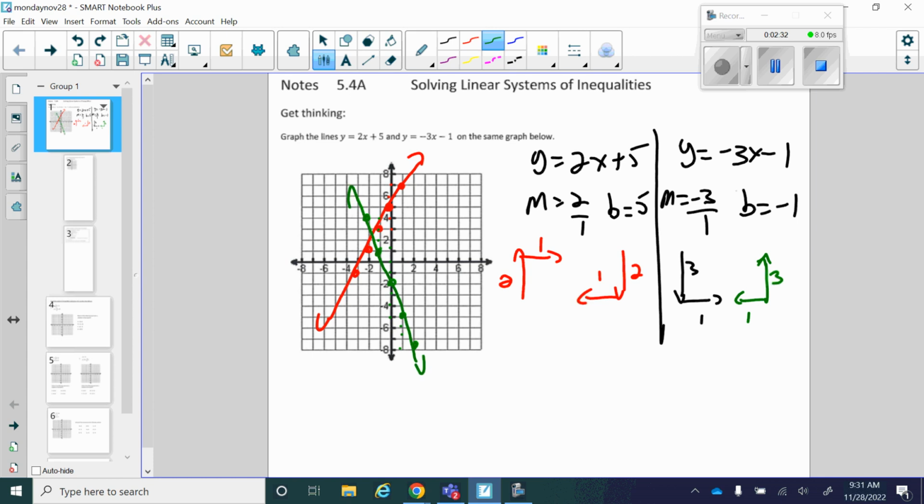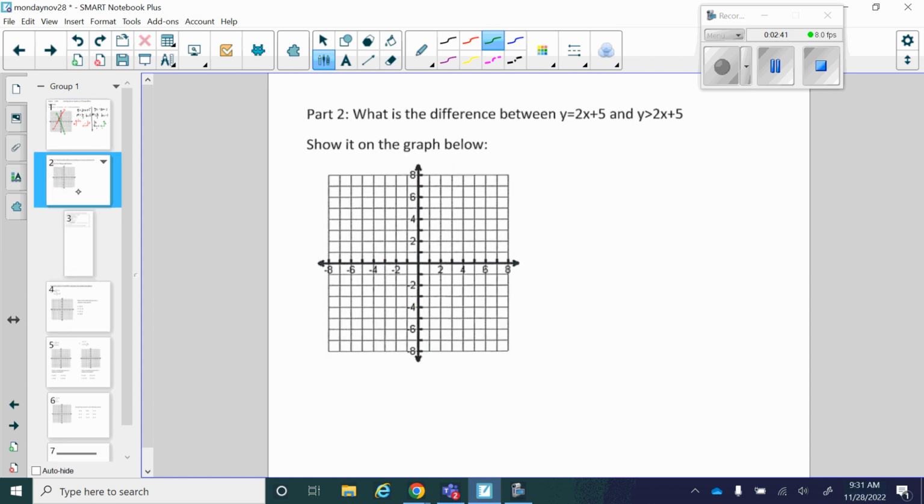Good. So in this system, the solution is 1 point. That's what the lines are going to say. See, this is 1 point. Here it asks, what's the difference between y equals 2x plus 5 and y greater than 2x plus 5? Well, let's sketch the line again. We start at 5, and then we go up 2 over 1, and down 2, left 1, down 2, left 1. That's the same line we drew on the first page.